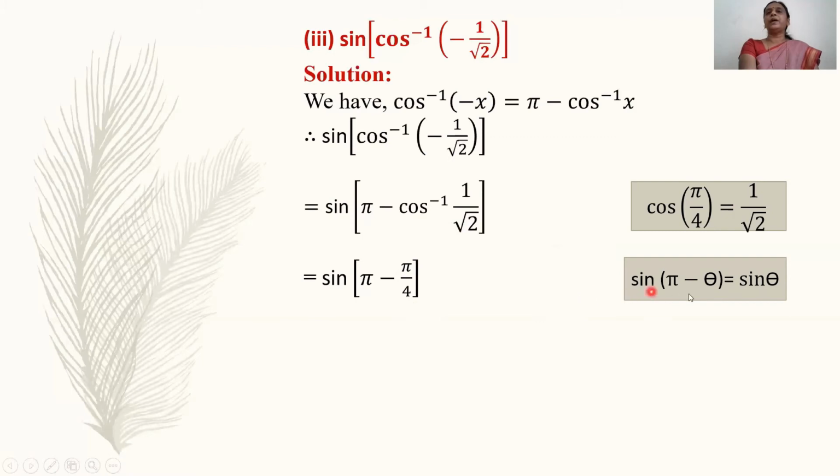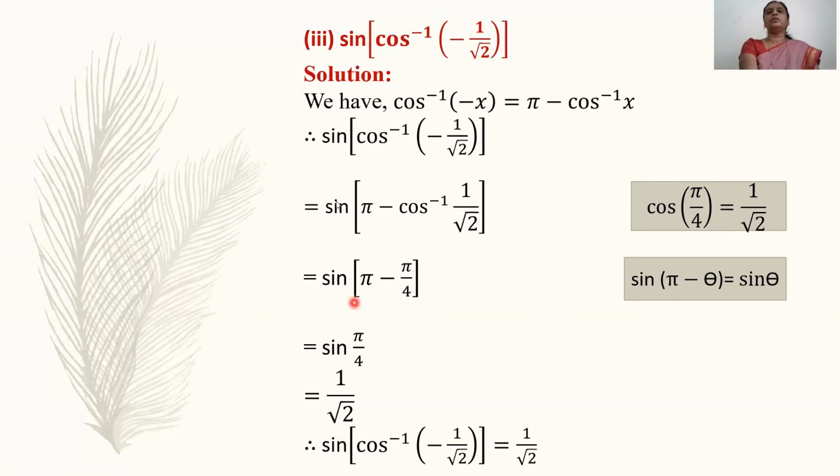We know that sin pi minus theta is sin theta. Therefore, in the next step, I will write for sin pi minus pi by 4, sin pi by 4. And what is the value of sin pi by 4? That is 1 by root 2. Okay. Means we have solved sin in the bracket cos inverse minus 1 by root 2 and got the value 1 upon root 2. Therefore, in the last step, you write sin in the bracket cos inverse minus 1 by root 2 is equal to 1 by root 2.